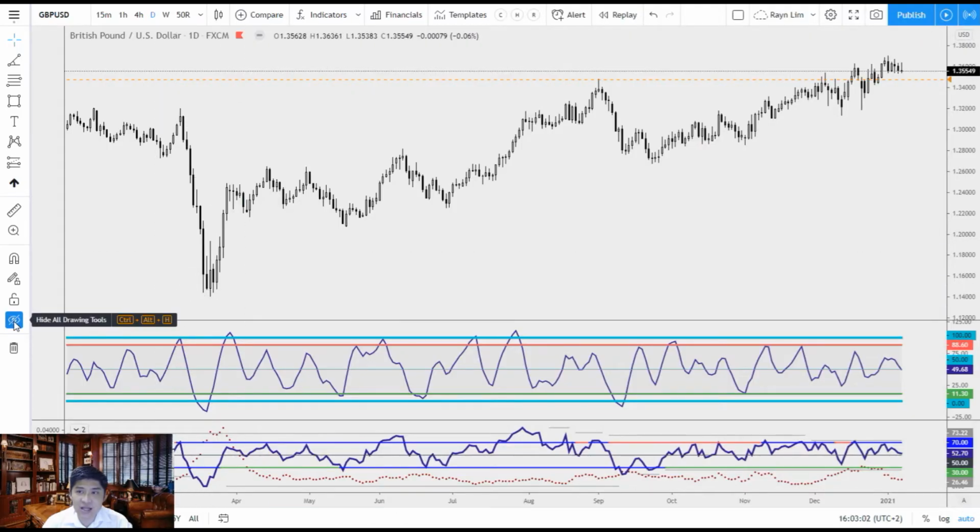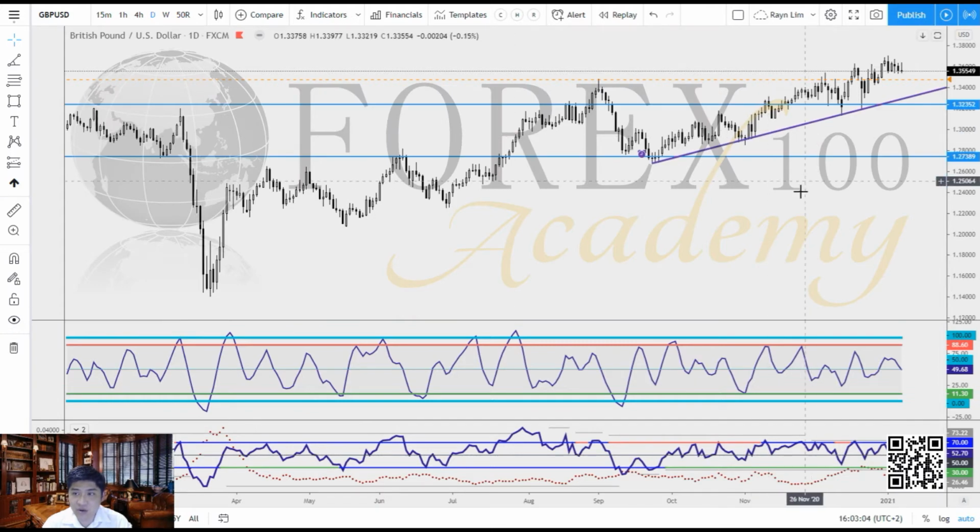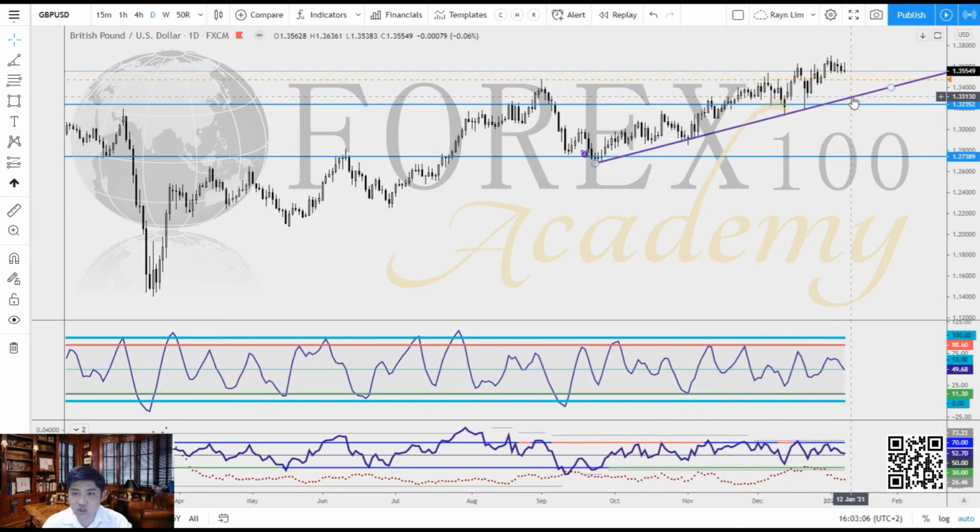All right, so back to the daily chart. Let me share with you my analysis over here. Pretty neat. Just waiting for a retest of this trend line to happen, then we'll decide if we are going to buy, but that's on a mid to long term basis.